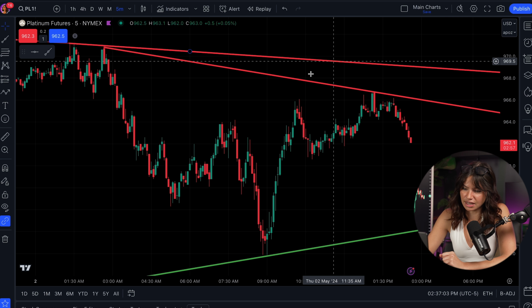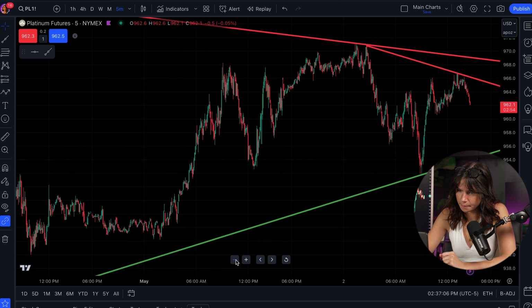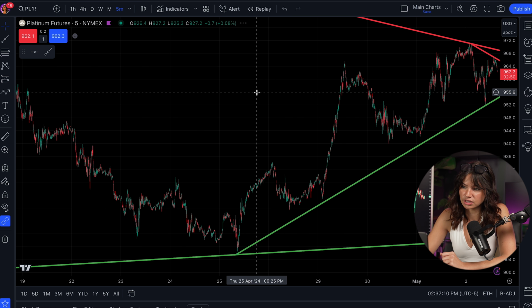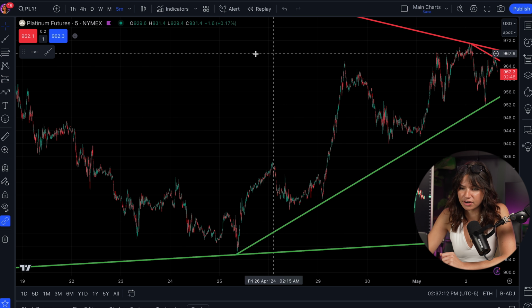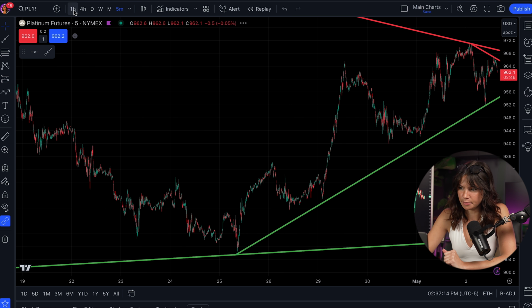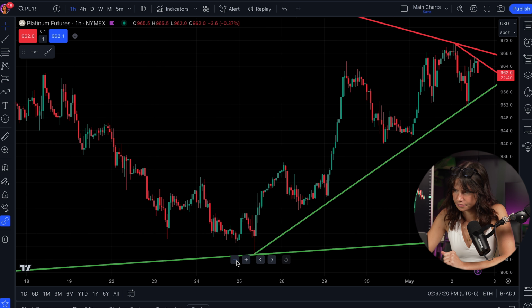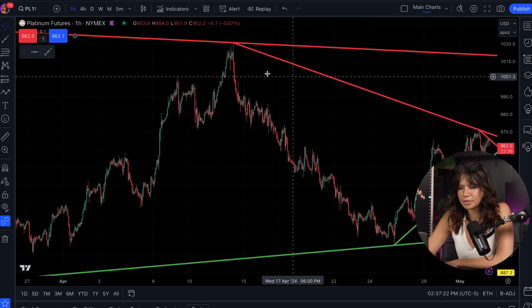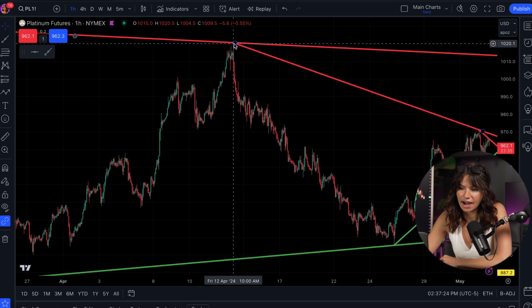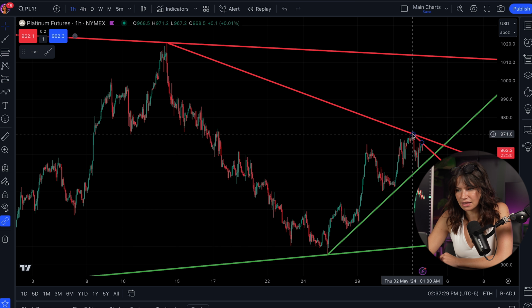Now let's look at the previous line. We're going to back up a little bit more. This line is coming from a much higher time frame. Let's go to the 1 hour and see if we can see the point A for that. Okay, we can. For platinum, we've got point A, this last high that it made at 1019.7. And then we've got point B, this most recent high.